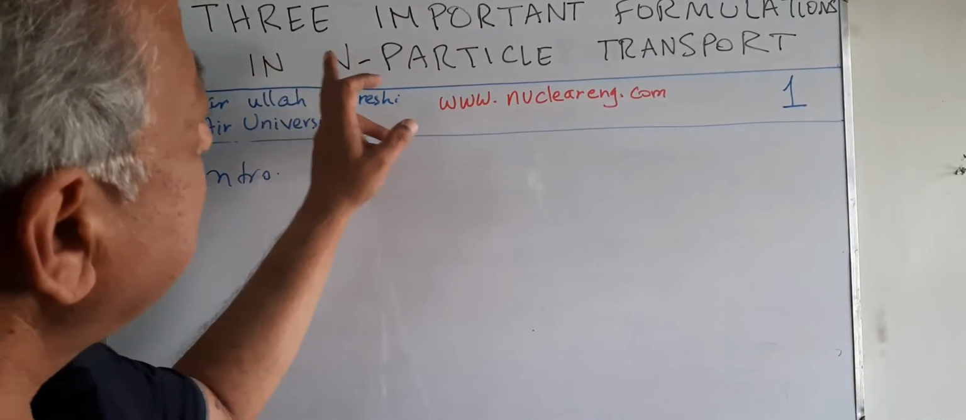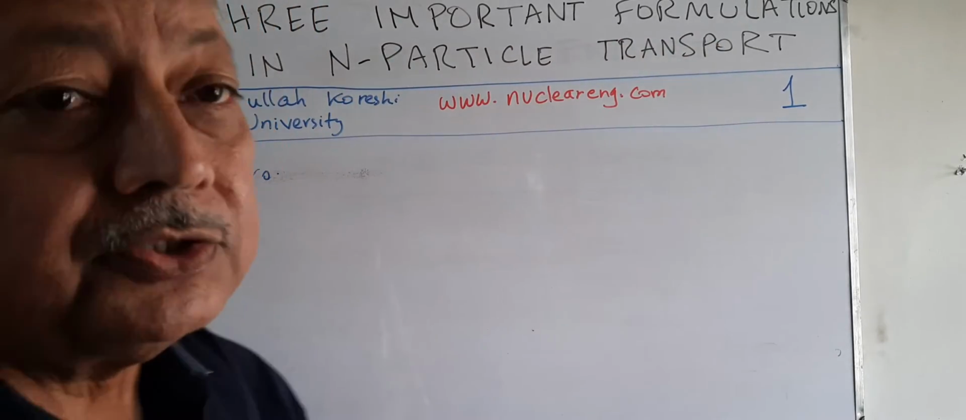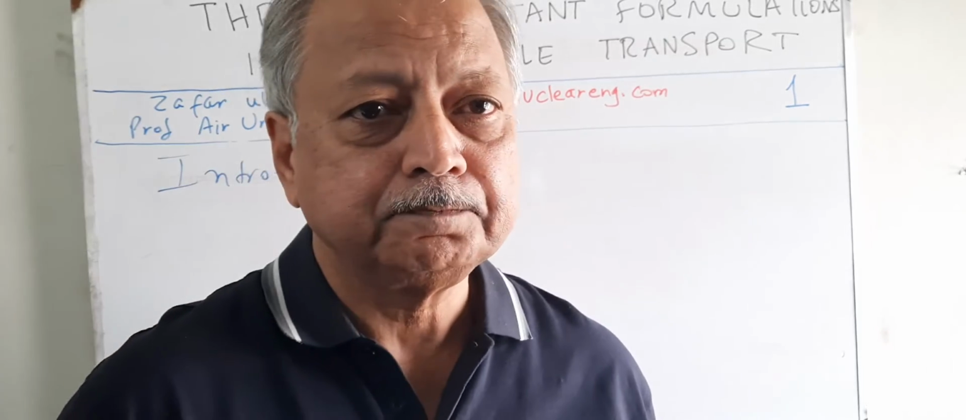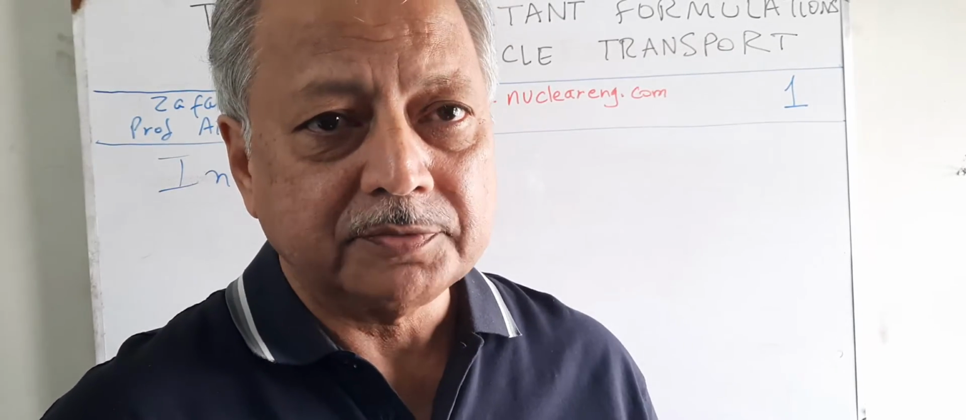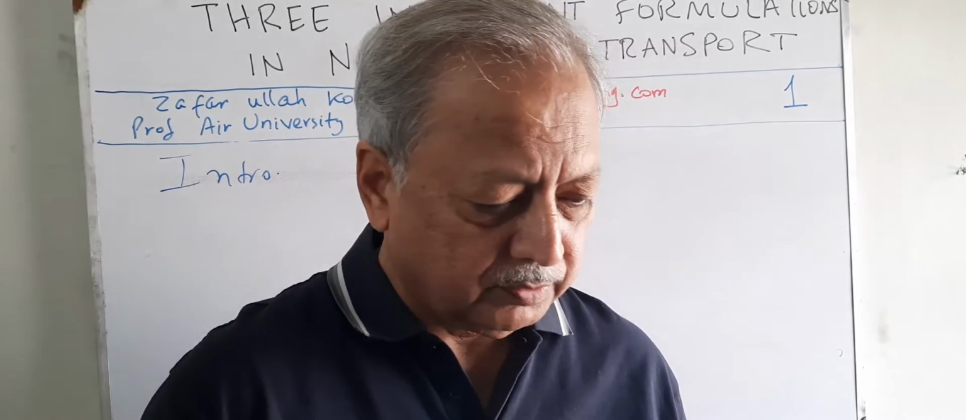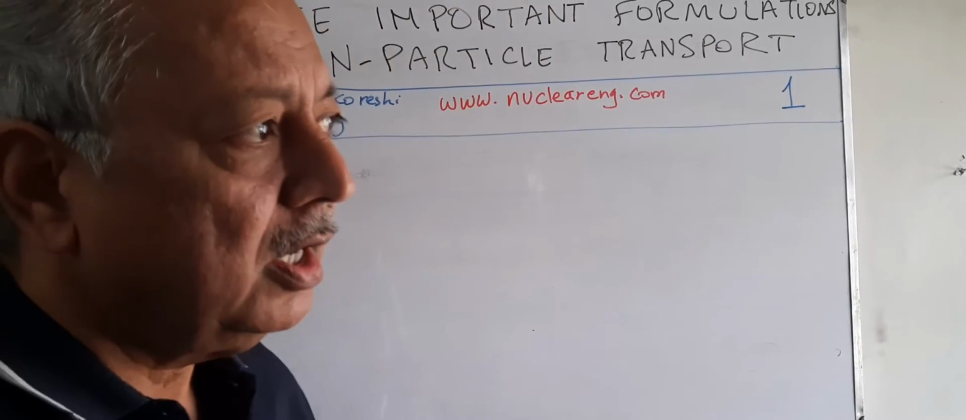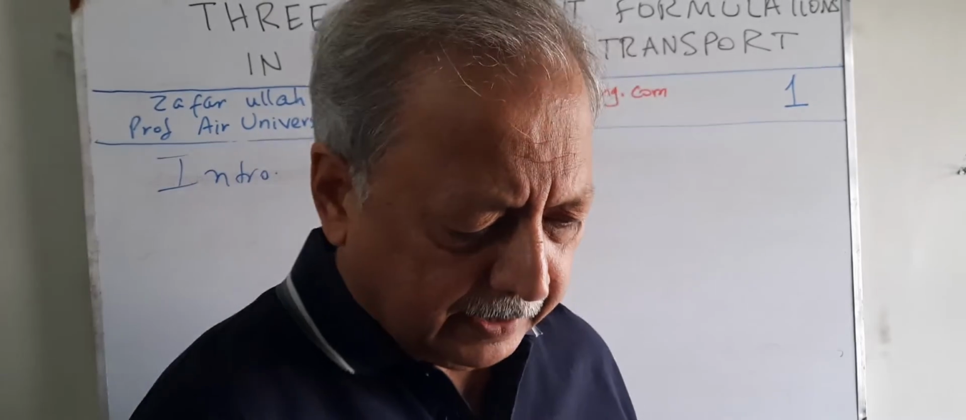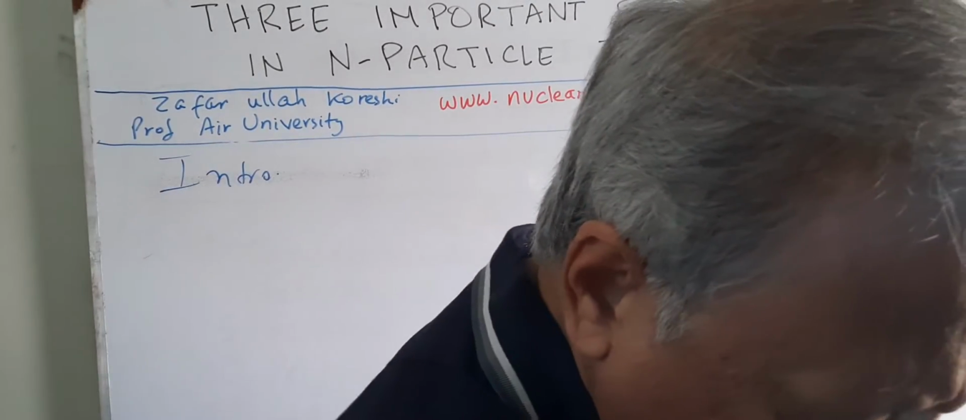So basically, I'm going to talk about three important formulations in n-particle transport. N-particle means neutral particles, charged particles, ions, electrons. So basically, how do you model the transport of particles to find out information on them?